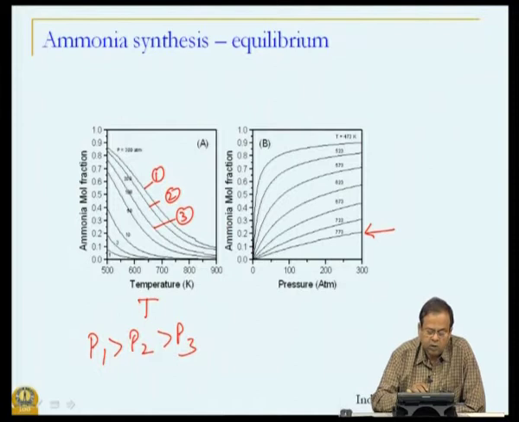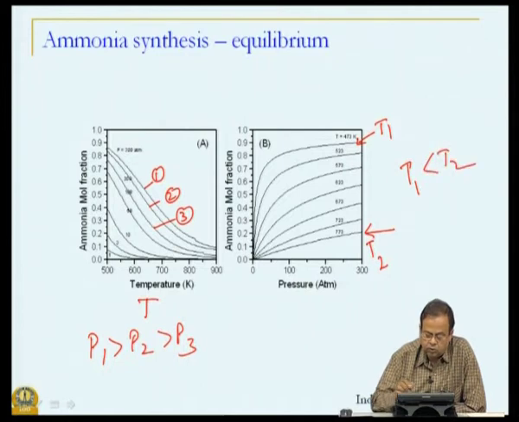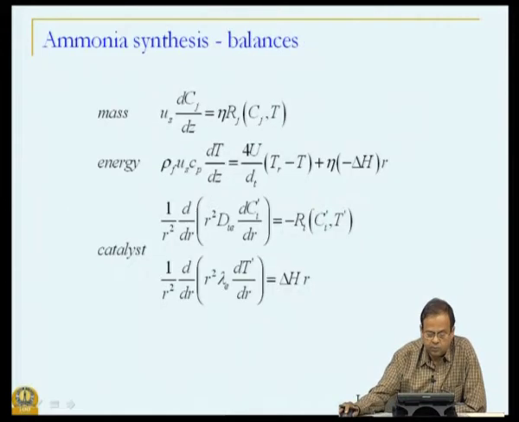The same effect is also seen from another aspect. If you look at equilibrium ammonia mole fraction versus pressure at different temperatures, this is lower temperature T1 and higher temperature T2, and in general T1 is less than T2. So, as we are increasing the pressure, conversion is increasing, and conversion is also increasing as we are lowering the temperature.